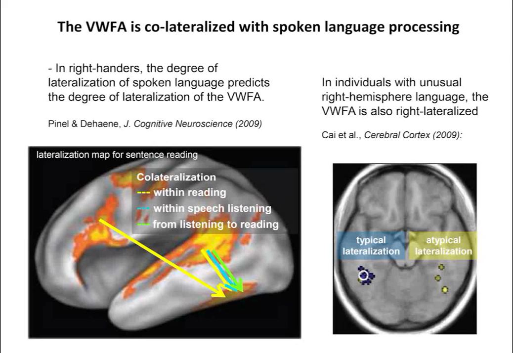The visual word form area is usually on the left side, but what we find here is that the more the subjects are right lateralized for language, the more the visual word form area is also right lateralized. And this has been taken to one extreme by Ching Tsai, who showed that if you find subjects that have complete right hemisphere lateralization for spoken language, then we also have a right lateralized visual word form area. So once again, the visual word form area is following the circuits and the connections of the language system.